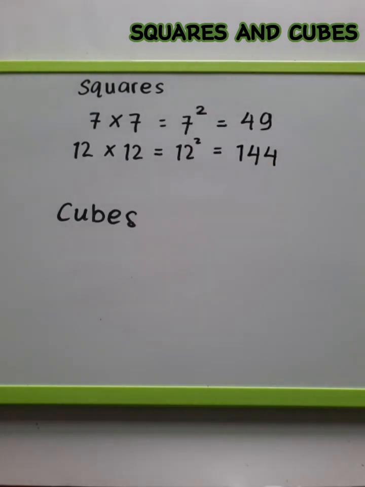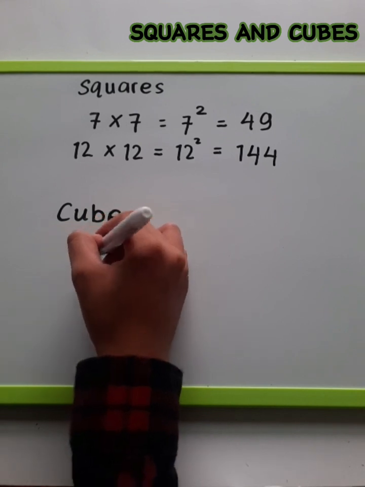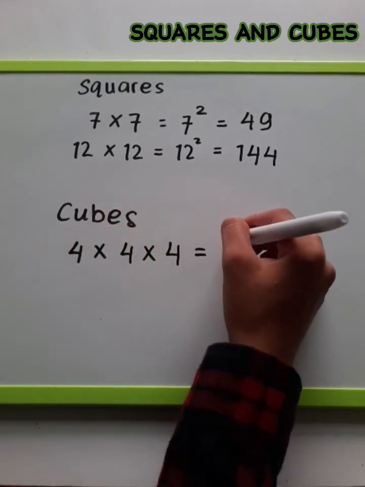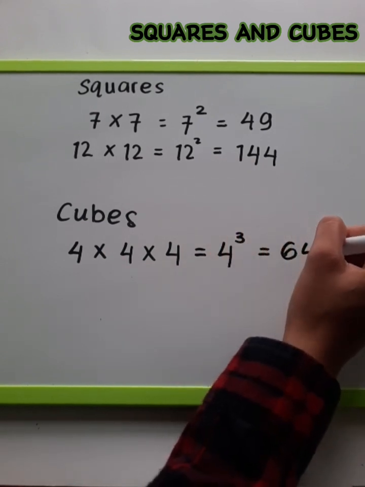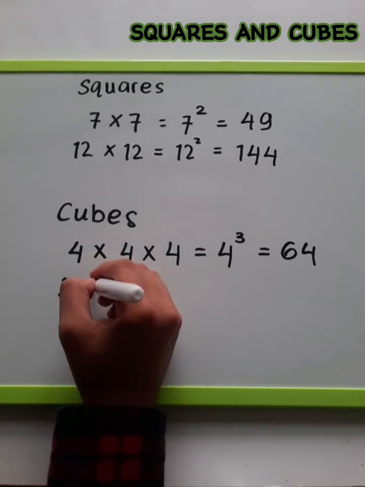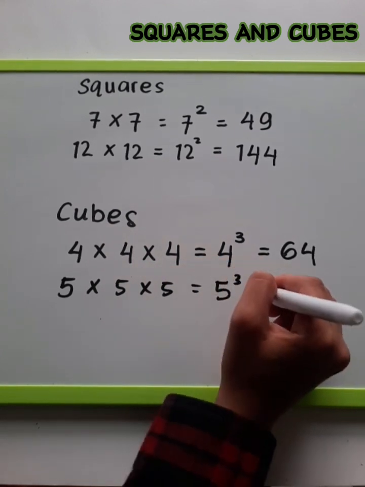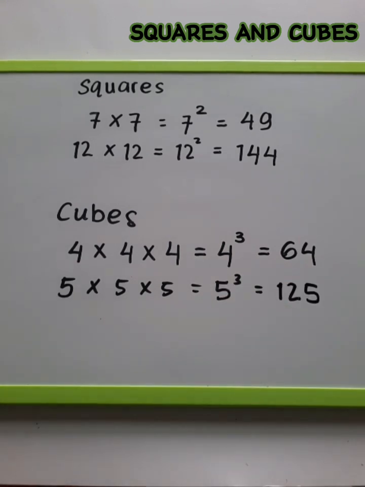144. Okay, for cubes, it's when a number is multiplied by itself 3 times. Example, 4 times 4 times 4. We call it 4 cubed, equals 64. Another example, 5 times 5 times 5 equals 5 cubed. The result is 125. That is squares and cubes.